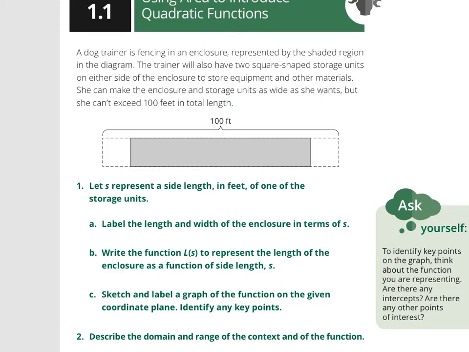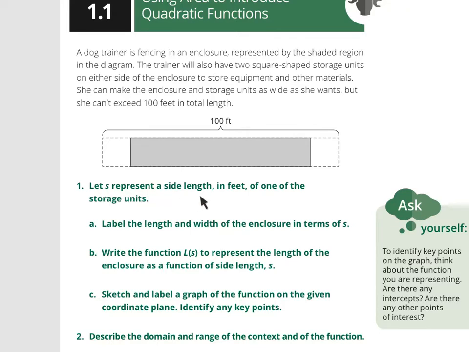All right, this problem can be kind of difficult, so make sure you are really paying attention and follow along. A dog trainer is fencing in an enclosure represented by the shaded region in the diagram. The trainer will also have 2 square-shaped storage units on either side, and that's what's represented right here by these white boxes of the enclosure to store equipment and other materials. She can make the enclosure and storage units as wide as she wants, but she cannot exceed 100 feet in total length.